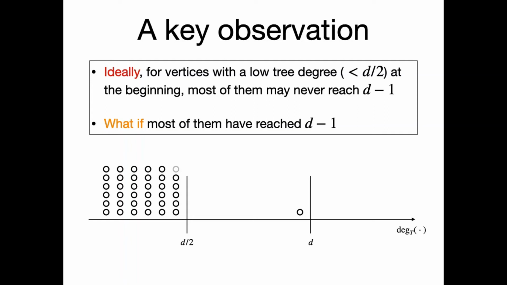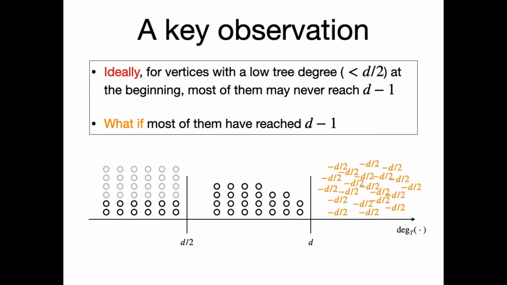Say this vertex reaches d minus 1 at some point. Then, by the algorithm, it must have contributed d over 2 edge switches during the algorithm. And so the total degree of high degree vertices may drop by d over 2. So if more vertices come to d minus 1, then the total degree of high degree vertices would drop even more.